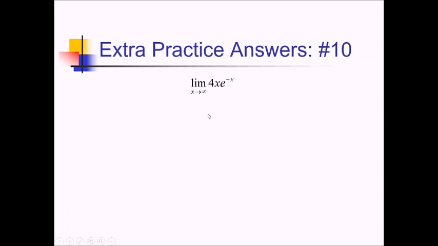For this problem, if you try just plugging infinity into this, you're going to have an infinity over an infinity, which is no good. So what I'm going to do, I'm going to rewrite this as 4x over e to the x. And I see here that e to the x is a faster growing function than 4x. This is a bottom-heavy function as we go to infinity.